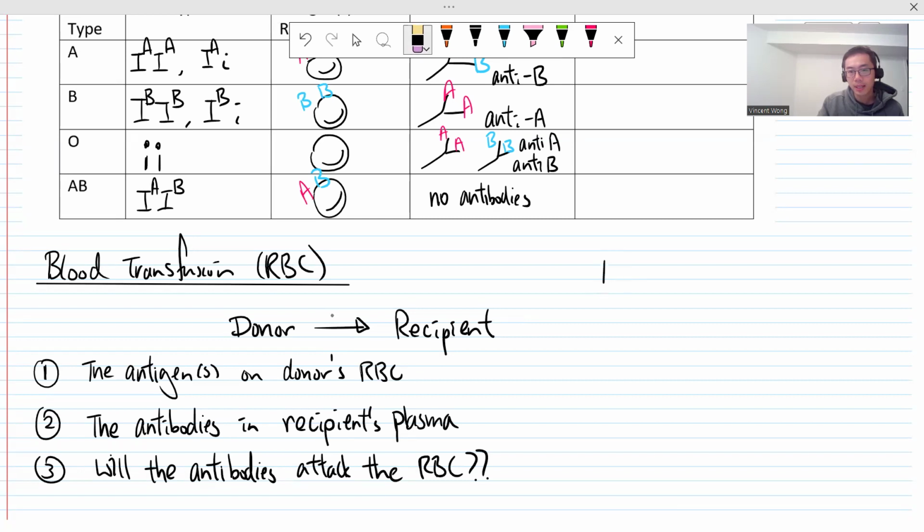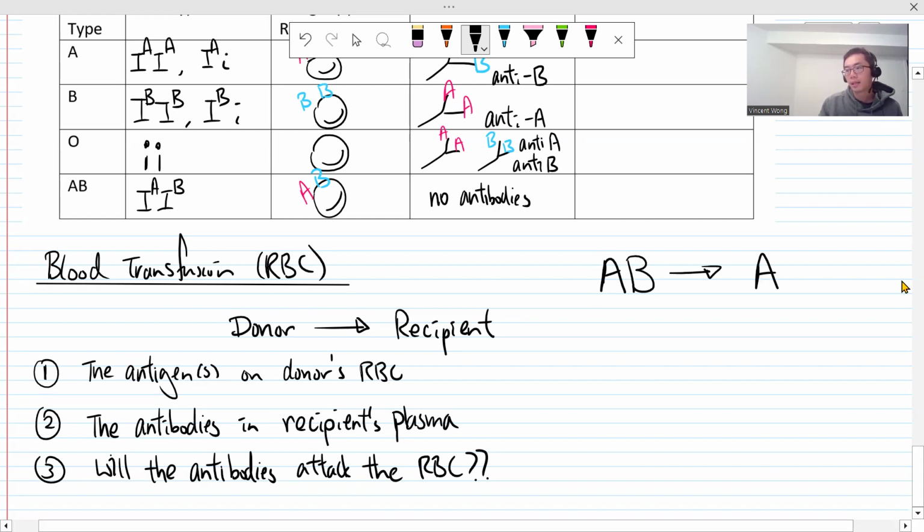So let's say we take type A blood. Let's say we take type AB blood, and then we give it to type A. Okay. I want you to think about it. Do you think this is safe or not safe? You don't have to tell me. You can just think about it. Okay. Safe or not safe?